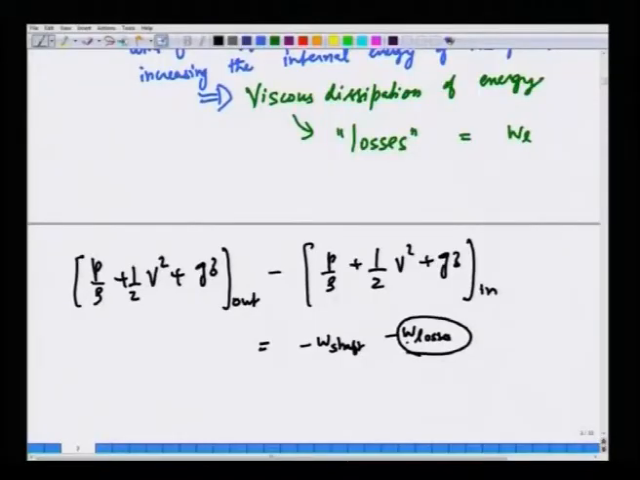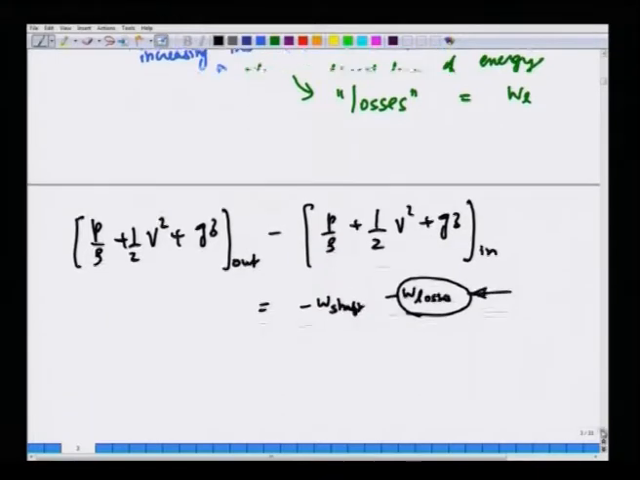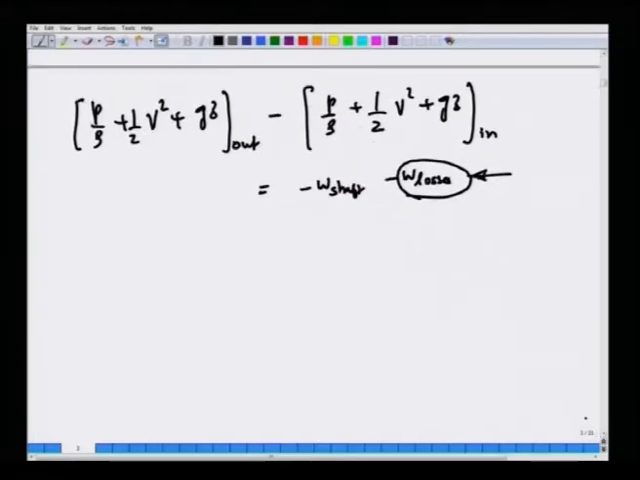Now, how to compute these losses we will come to a little later when we do differential balances, but right now you have to know the losses if you want to find the pressure difference and so on. So, either the losses come as an input to the calculation through experimental data, or they come out as an output of the calculation. So, this is the energy balance after taking into account the losses.